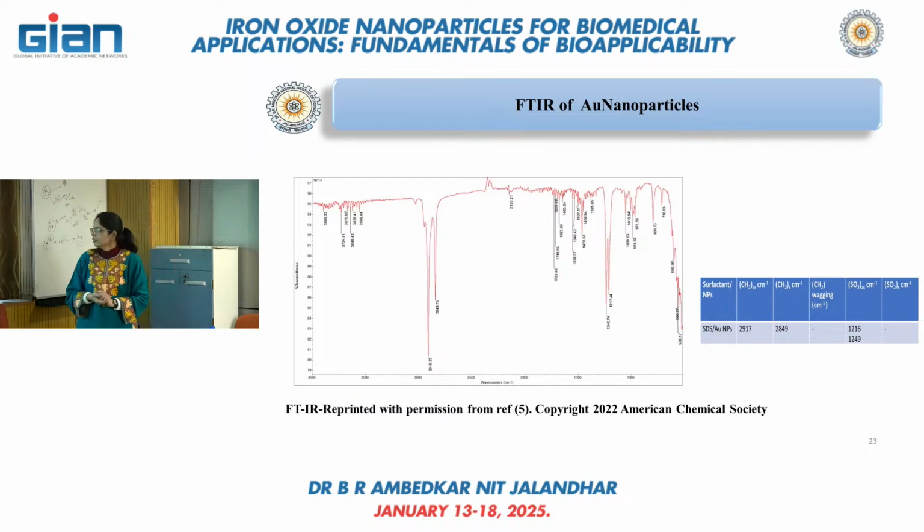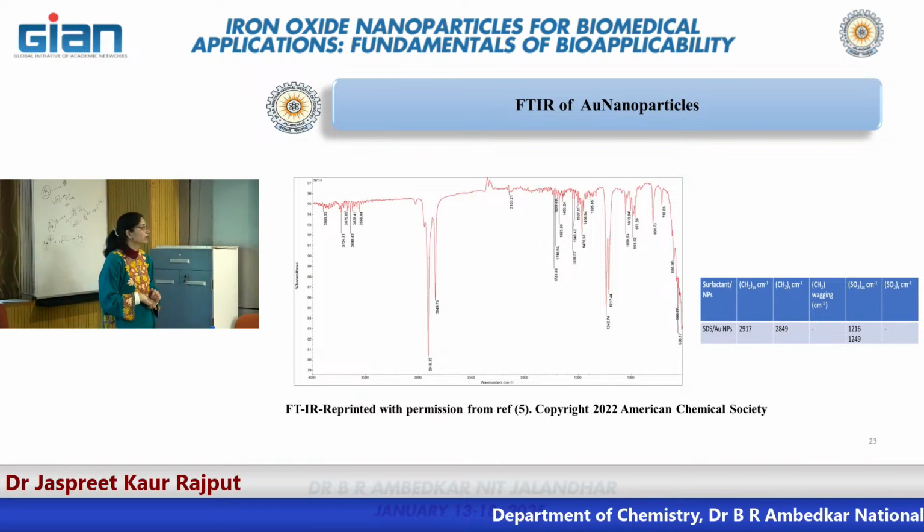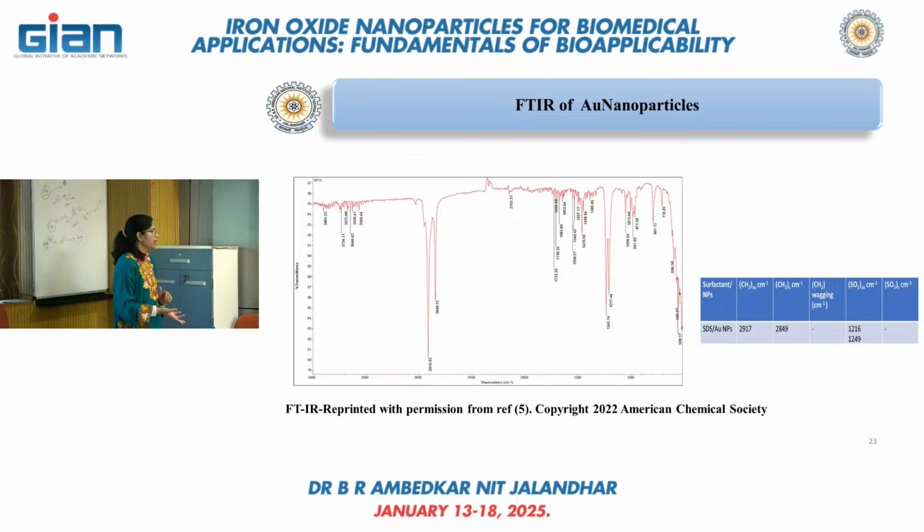You can see there are different CH2 bending and different types of vibrations, then sulfate is there. These peaks are related to the surface coating of the surfactants, which have organic moieties, and that is why you have all these peaks, and it shows that the coating is there. Similarly, again in this case.